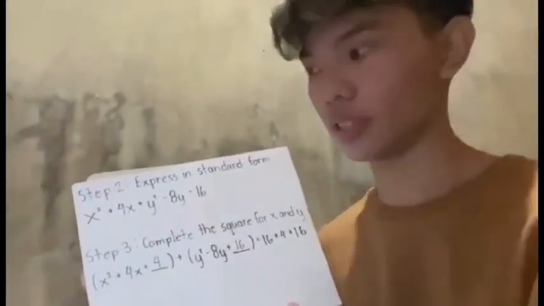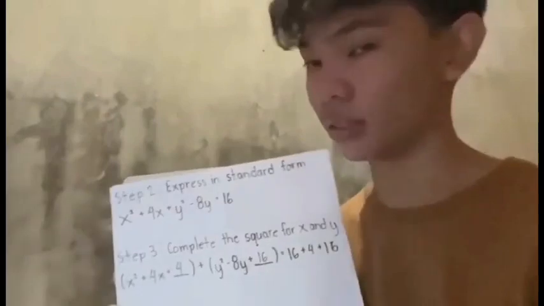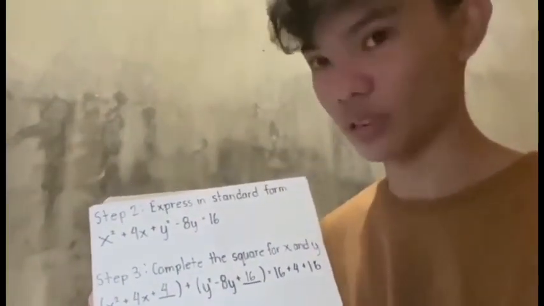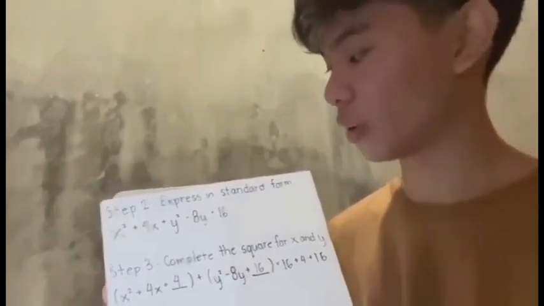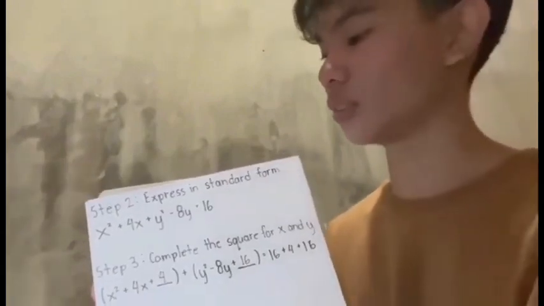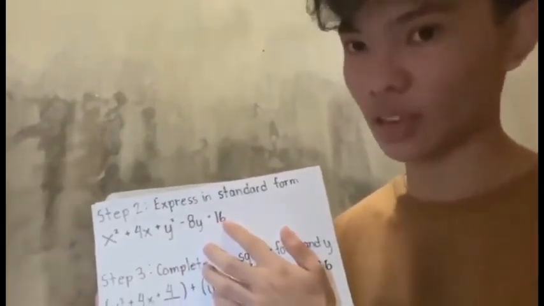For our second step, we express the equation in standard form. The standard form of that equation is x squared plus 4x plus y squared minus 8y equals 16. Notice that I put the 16 on the right side of the equal sign.